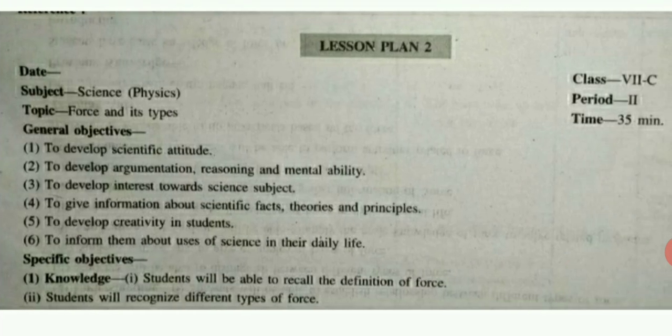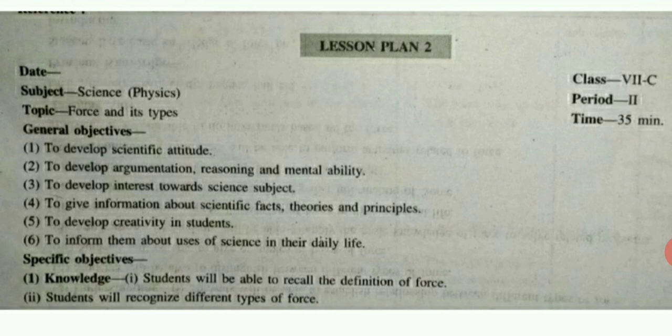I have given another example of the subject science. Here I have taken physics. Earlier it was chemistry, now it is physics, and here we are talking about force and its types. So again, general objectives are related to science and specific objectives are related to the topic force. In the specific objective knowledge, we will talk about recall and recognize, which we have talked about in a specific objective video already. You can go and watch that video and understand how we write specific objectives.